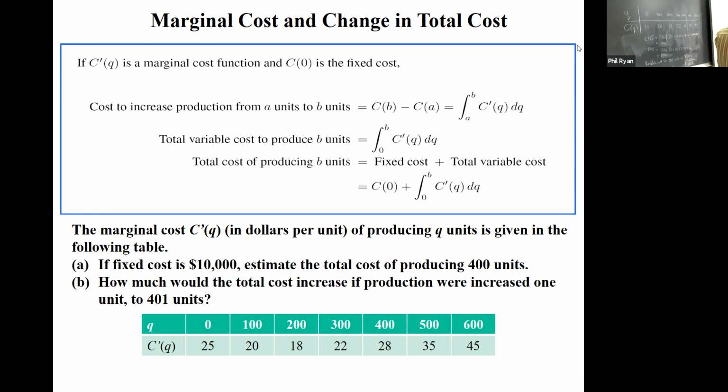So what would be the increase to this cost if we decided to produce 401 units? How much extra money would that cost? Yeah, we know what the marginal cost at 400 is. That's approximately the cost of producing that extra unit. That's what that marginal cost means.